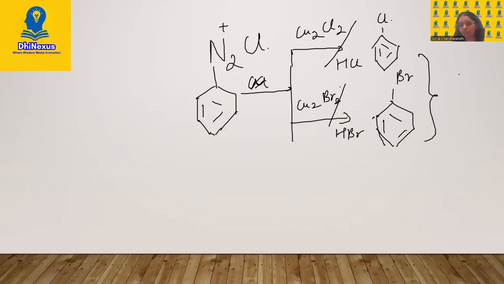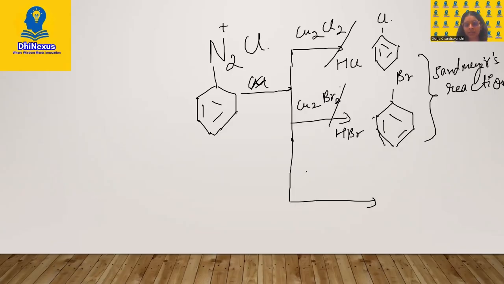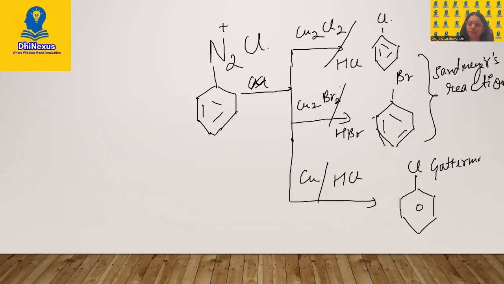What is the name of this reaction? It is called the Sandmeyer reaction. A modification of this is the Gattermann reaction, where I just take copper dust with HCl. I will get the same compound, chlorobenzene. I can take HBr and I can still get bromobenzene. This is called the Gattermann reaction.